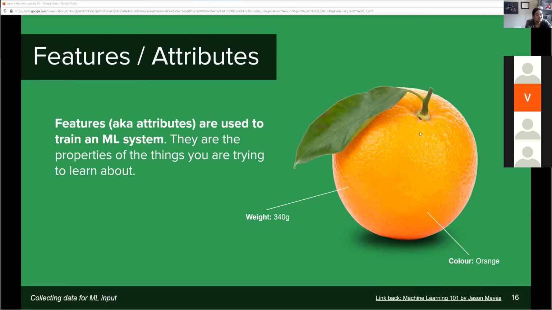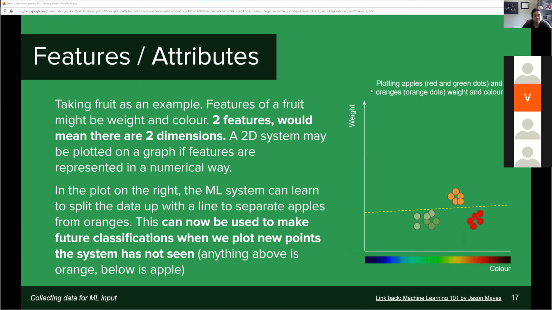Essentially, the color of an orange could be one dimension, the weight of an orange could be another dimension, and the skin texture of an orange could be another dimension. Okay, so here he goes over 2 dimensions. There are 2 dimensions of data here, right? The weight and the color, okay?